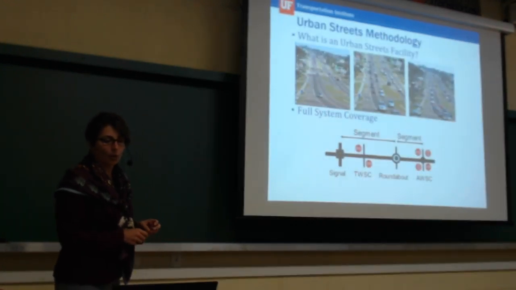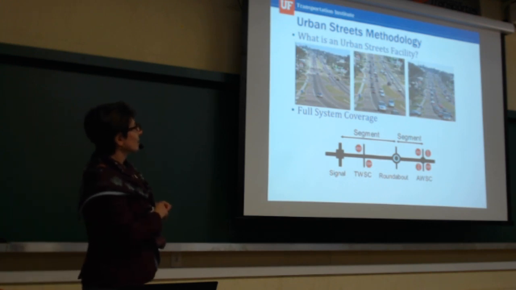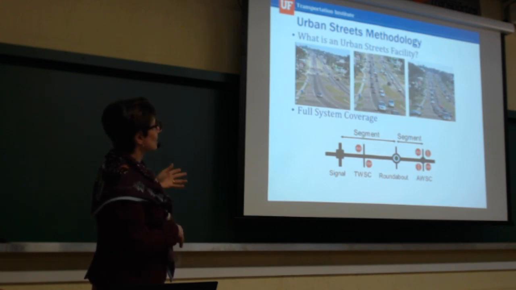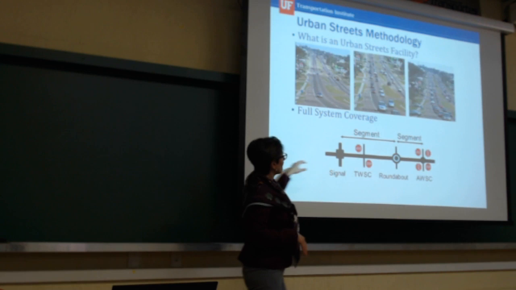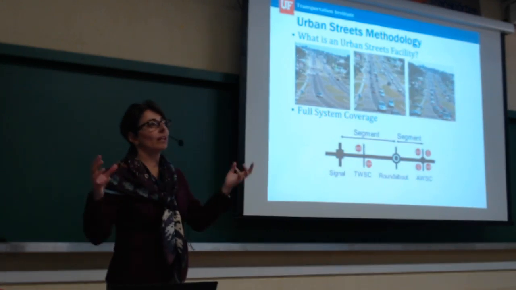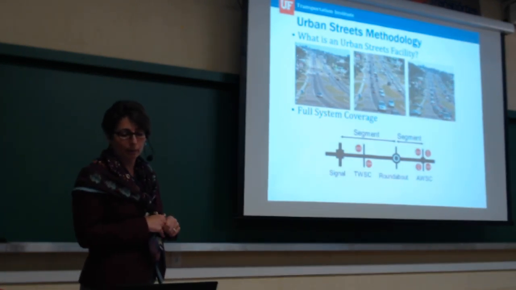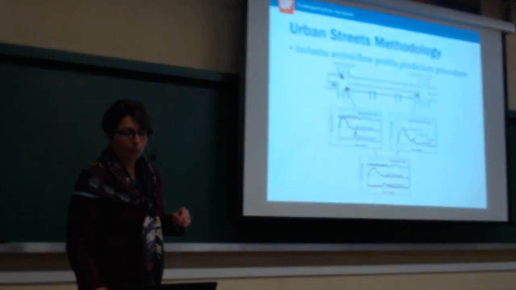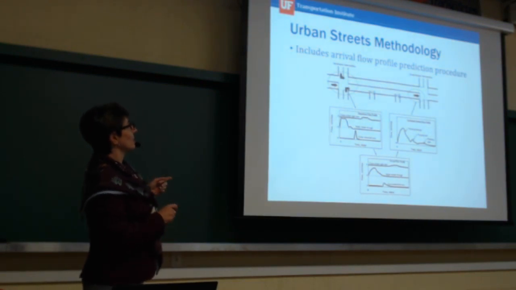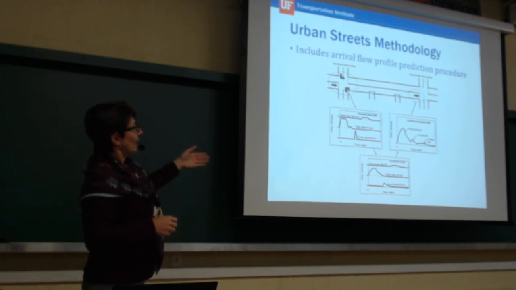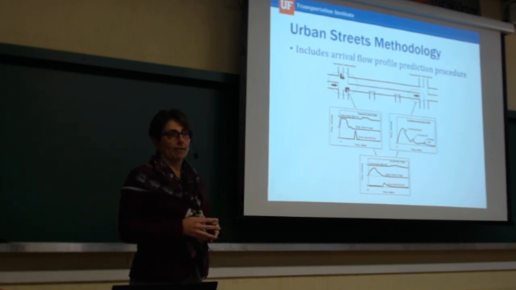So this is what the urban streets analysis does, and these are images of an urban street facility where you're looking at a combination of different intersection treatments, and you put it all together to evaluate the urban street as a system. One of the important points there is that when you're looking at the entire urban street, now we have to look at the arrival patterns from one intersection to the other.